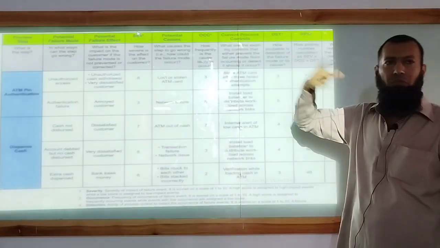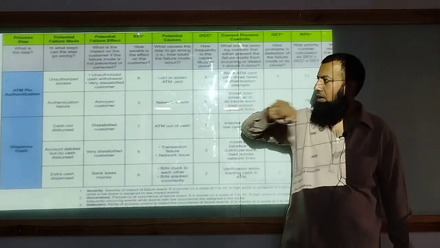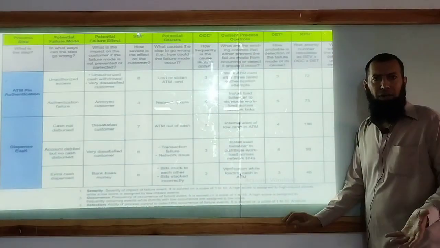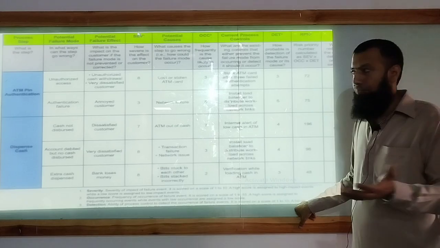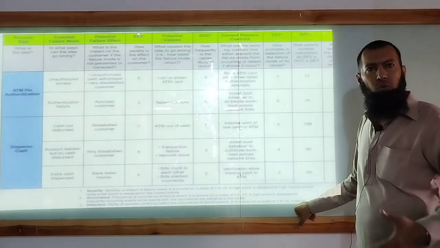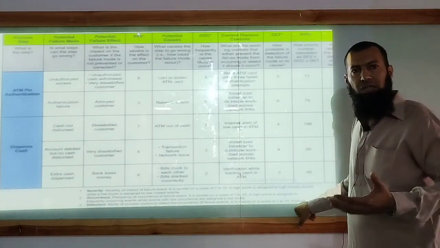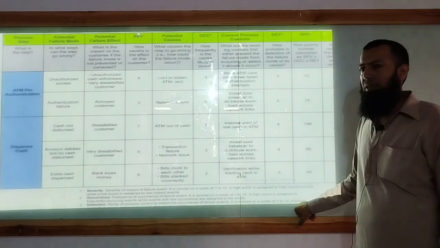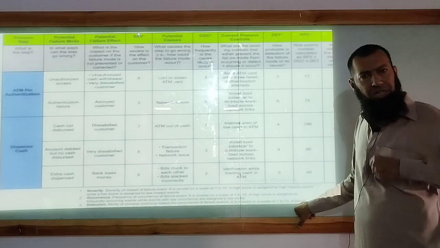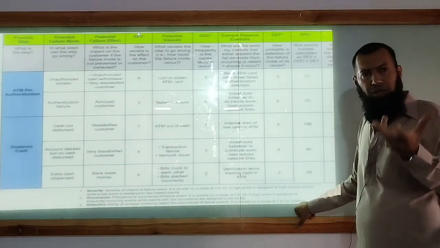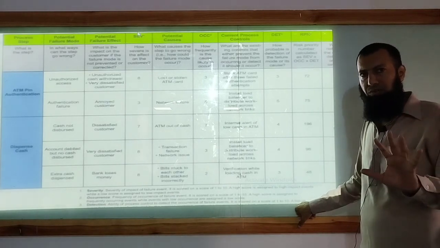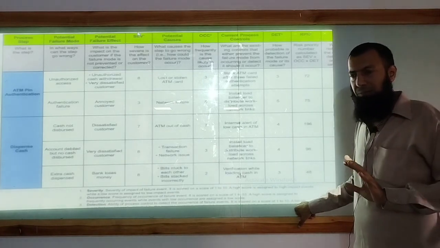Potential failure effect. What will be the effect? The first effect is unauthorized cash withdrawal. Someone is stealing the money of someone. So unauthorized cash withdrawal has happened. Very dissatisfied customer, or someone who is being unauthorized for some reason. Data breach, sir. Yes. So when the cash has been taken out from the card, from the account, the customer would be dissatisfied, very dissatisfied, disappointed by the banking services.